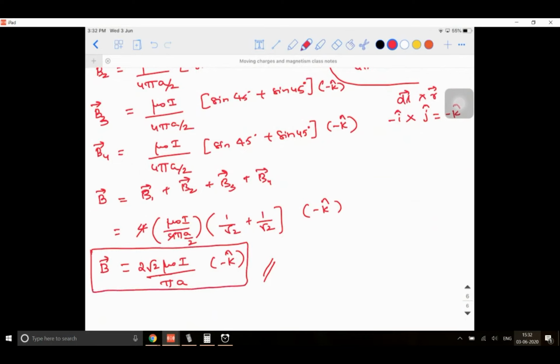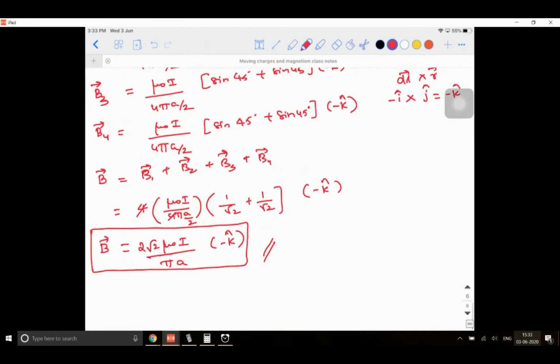See, you need to have clarity of how to find the direction using the right hand thumb rule as well as using the vector concepts. Okay, so I want you to practice these things before the next class. I'll just give you a few problems for you to practice. So take down these problems as homework.